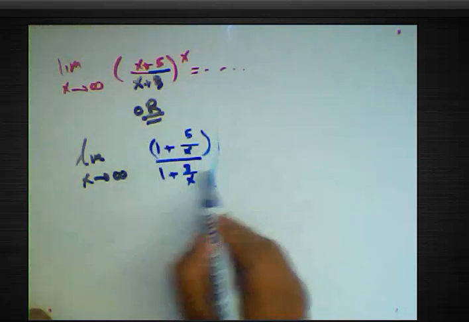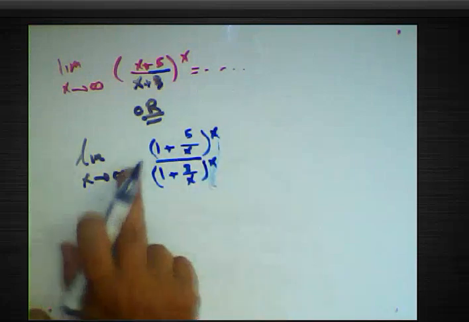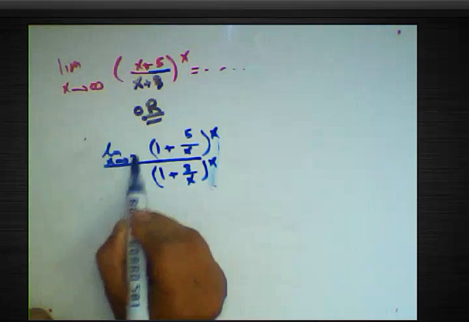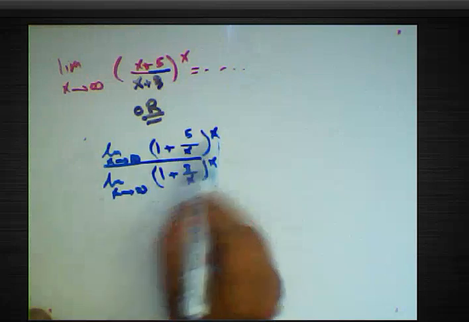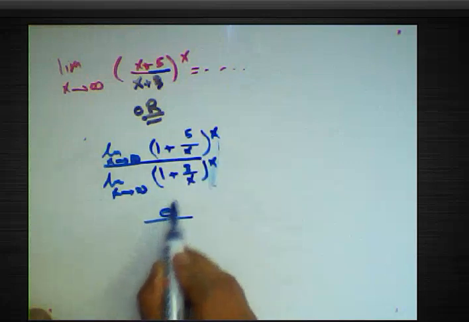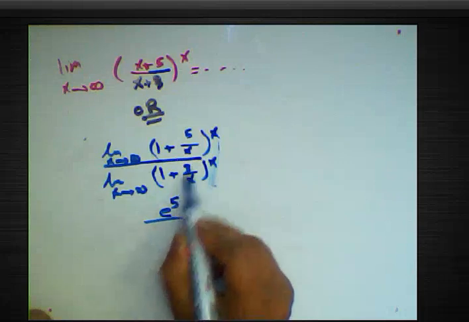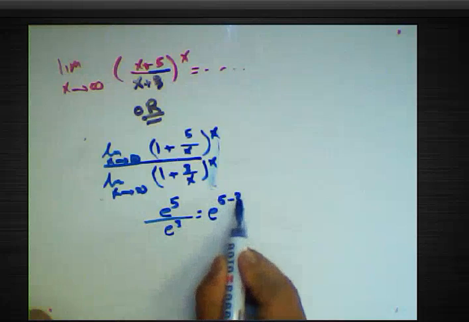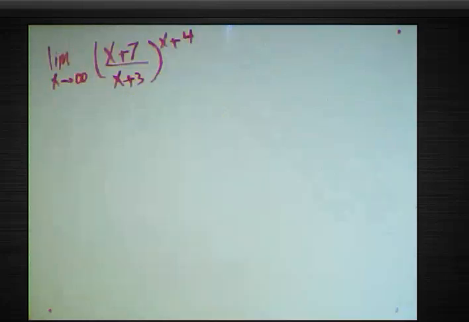We can write here using the distributive property for the power: the limit as x approaches infinity here, and the limit as x approaches infinity here. The result of the first will be e to the power 5, and the result of the second e to the power 3, and dividing them gives e to the power 5 minus 3, which is e squared. Understood?